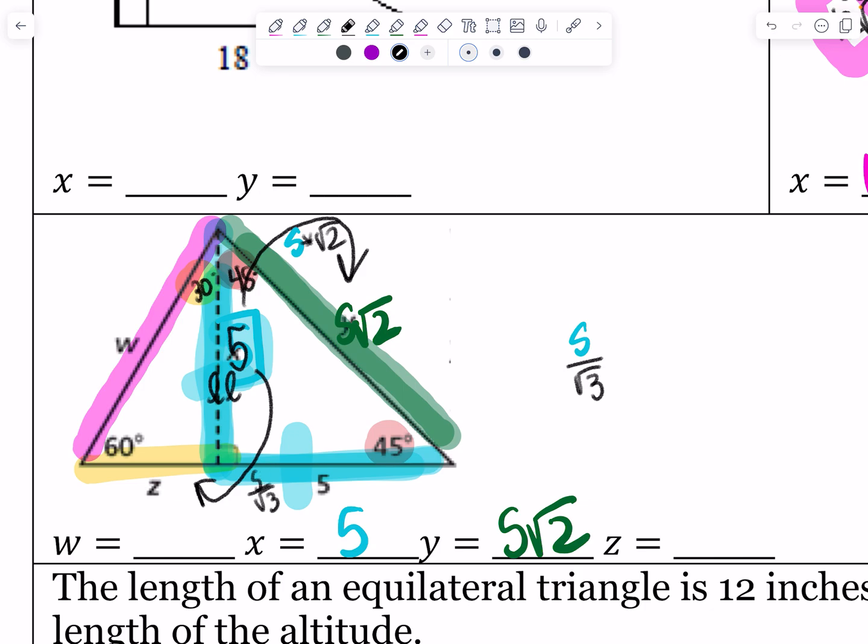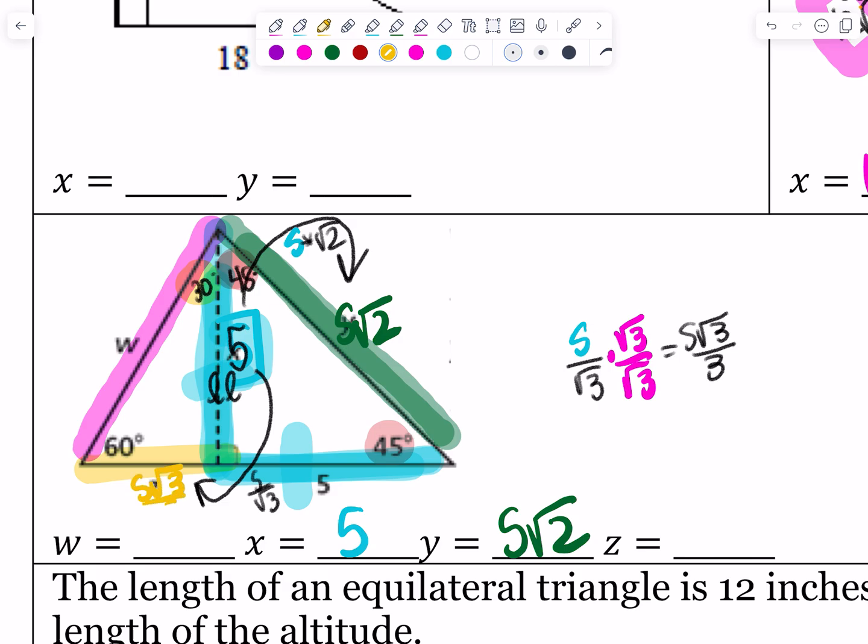I'm just going to show my work over here because it's a little bit easier. Again, we're going to have to rationalize that denominator so that there's no more radicals in the denominator, and simplify that. That becomes 5 root 3 over 3. So our z value, in yellow, I'm going to write that is 5 root 3 over 3. That is my short leg.